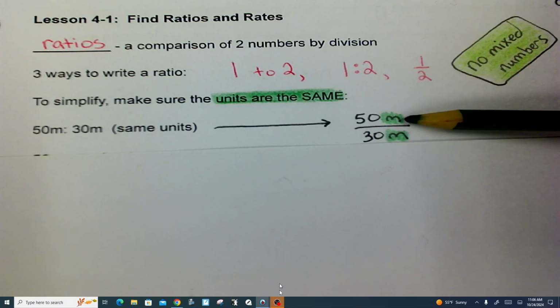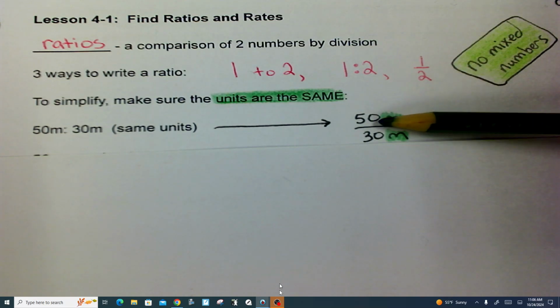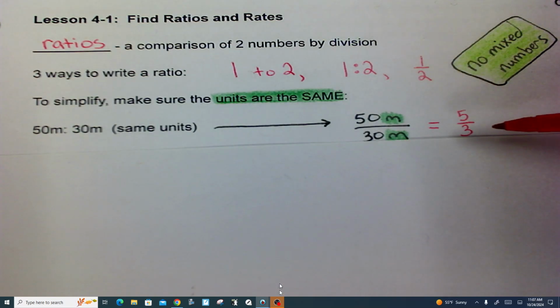And now that we've done the check to make sure that they're the same, I'm trying to show you where your eyes should go to check before you start jumping in and solving the problems. Now we can go and solve or simplify this fraction. And it becomes 5 over 3.